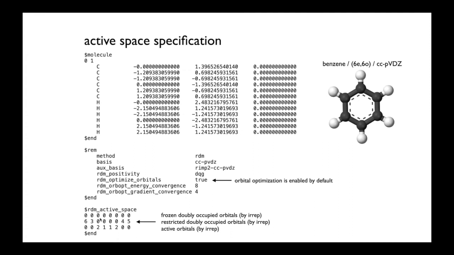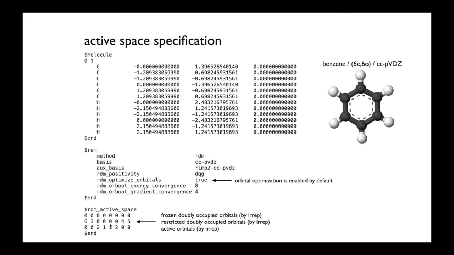If you want to specify the active space, this is how it's done in these 3 lines in RDM active space. The first line represents the number of frozen doubly occupied orbitals by irreducible representation. So here I have D2h, the largest abelian point group I can use, so I have 8 irreps, and I believe these are ordered in the normal order that's in the back of the Cotton inorganic textbook. Frozen doubly occupied orbitals are orbitals that are doubly occupied and also don't participate in the orbital optimization. So I'm not doing that for any of my occupied orbitals here.